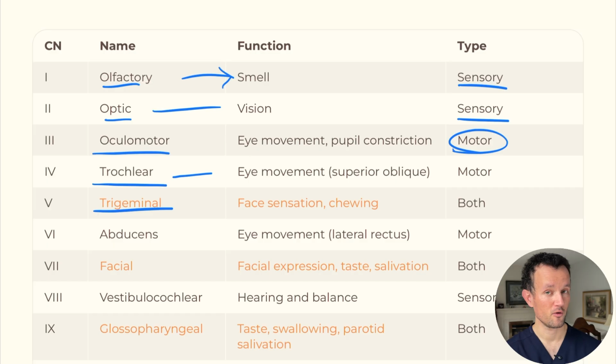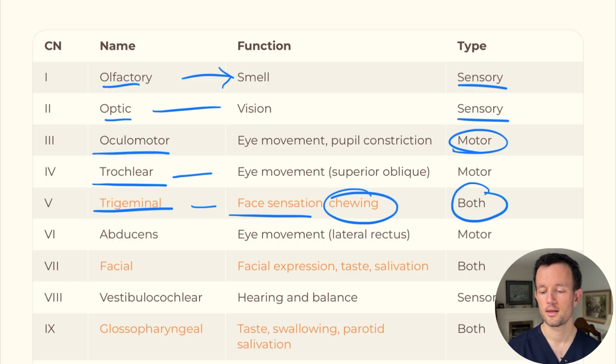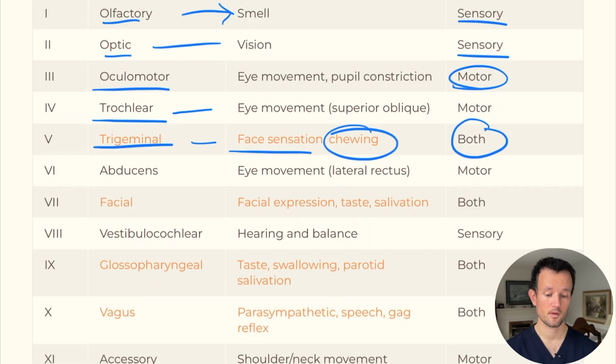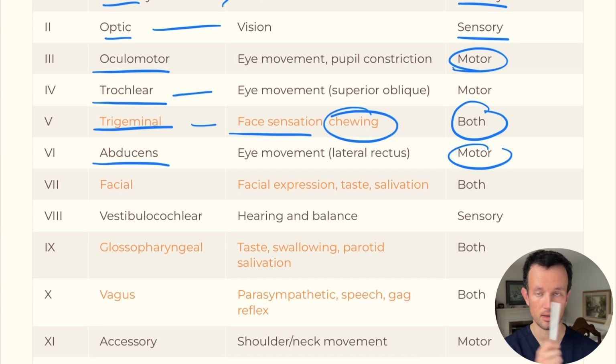Trochlear, again, it's eye movement again. Trigeminal, this is your face sensation and chewing. It's chewing and you're feeling from your teeth, right? It's going to be both sensory and motor. Abducens, that's eye movement. Again, that's motor. So we got quite a few just for our eyes, don't we? Now you know why doctors are saying look to the left and right, look up. They're checking your cranial nerves to make sure they're working properly.